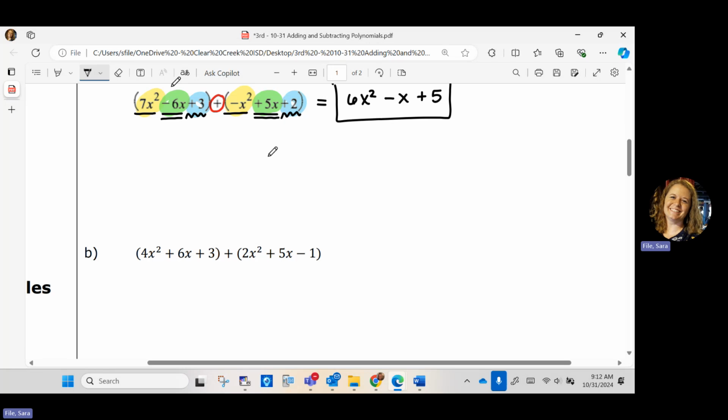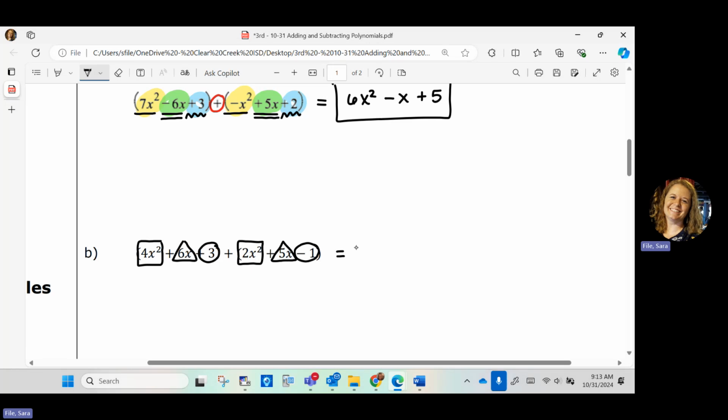Or actually, I'll show you. You can do circling or boxing in. If you can't think of other types of underlining to make them different, you could say, okay, this is an x squared. This is an x squared. Then you could say this is an x term. This is an x term. This is a constant. This is a constant. So you could box them in different shapes to match them up.